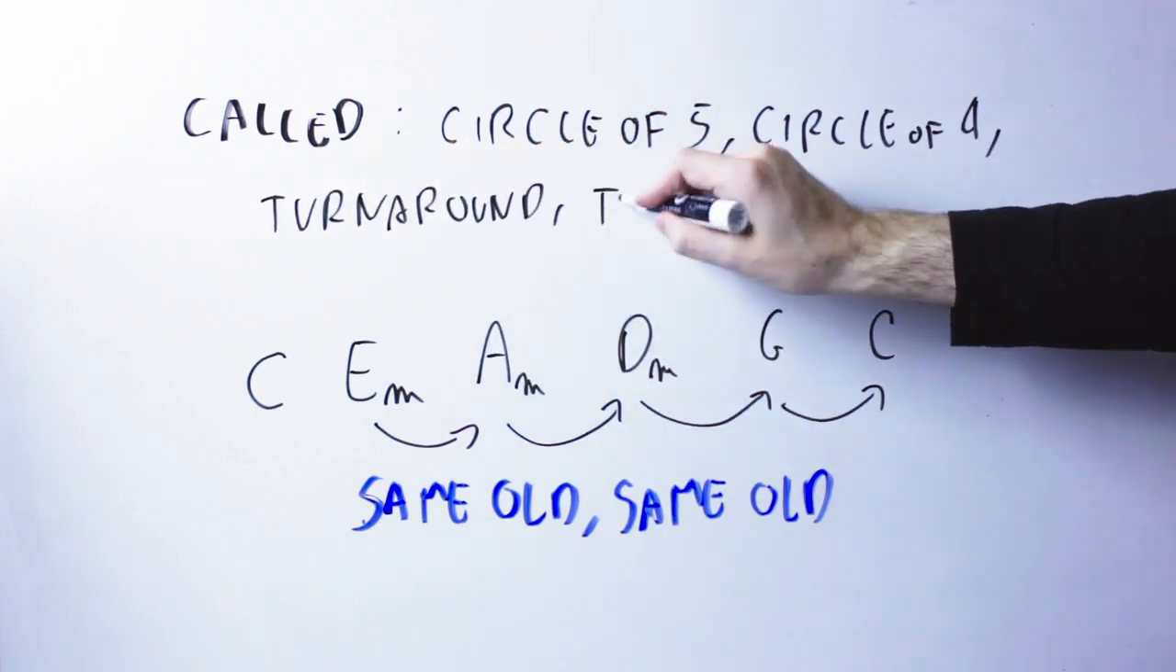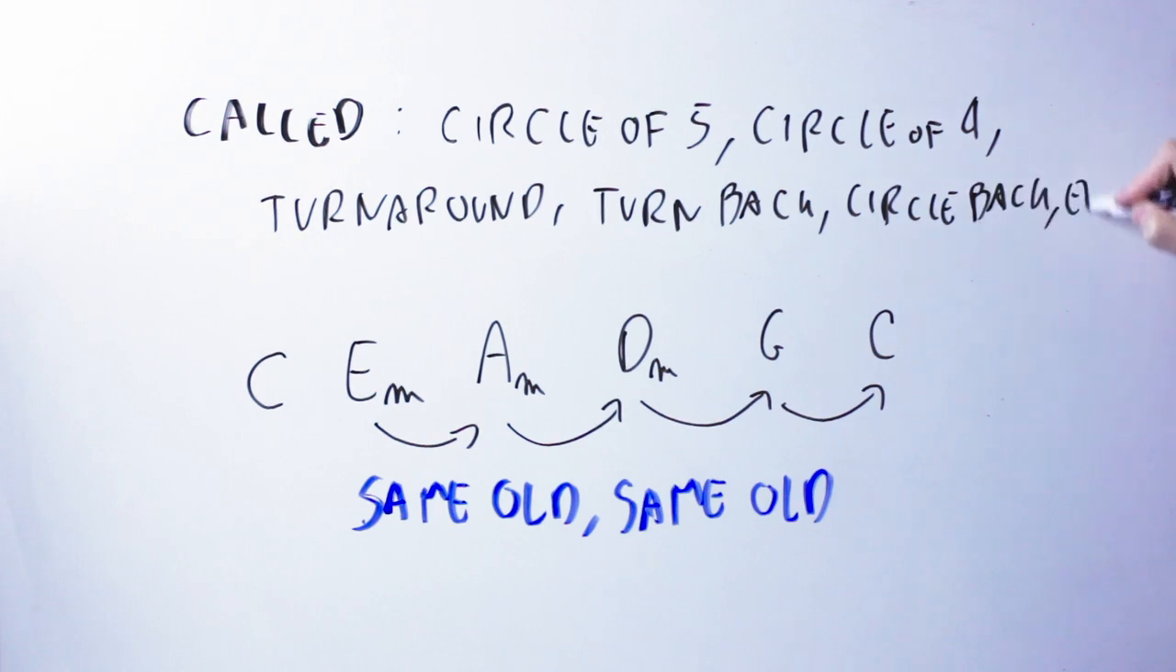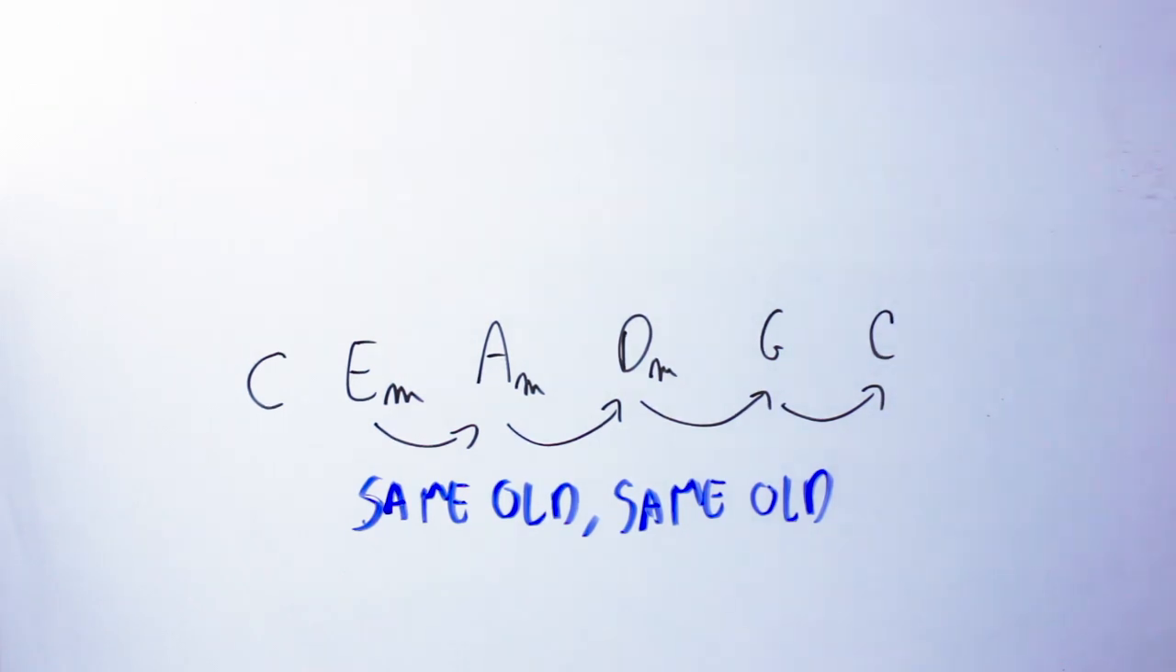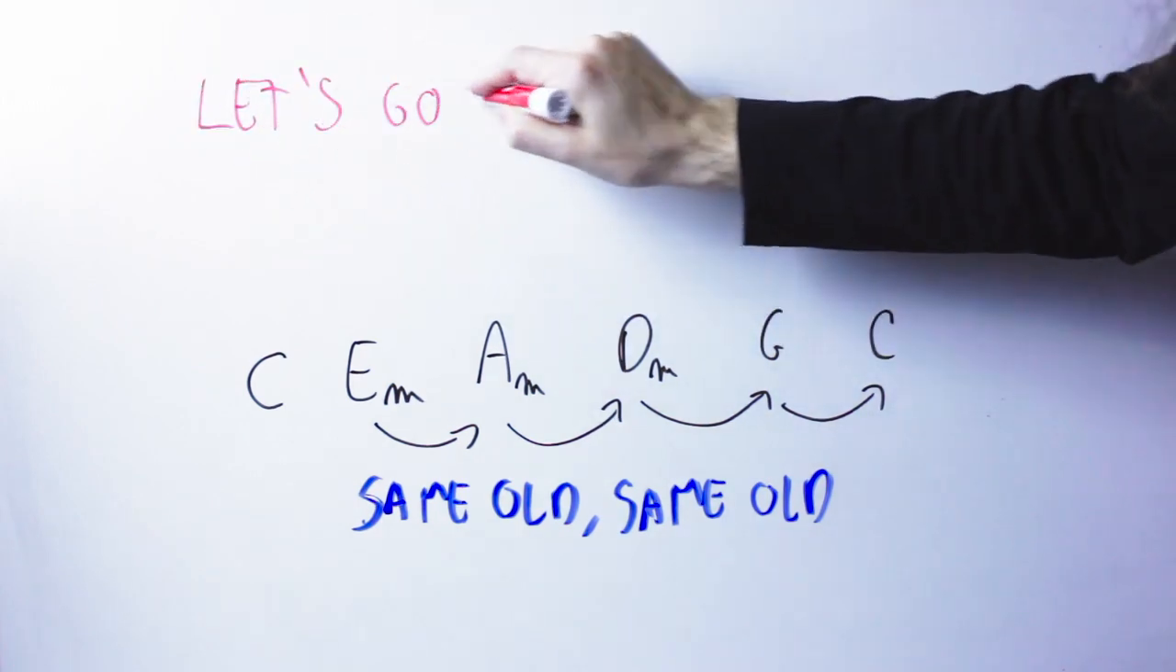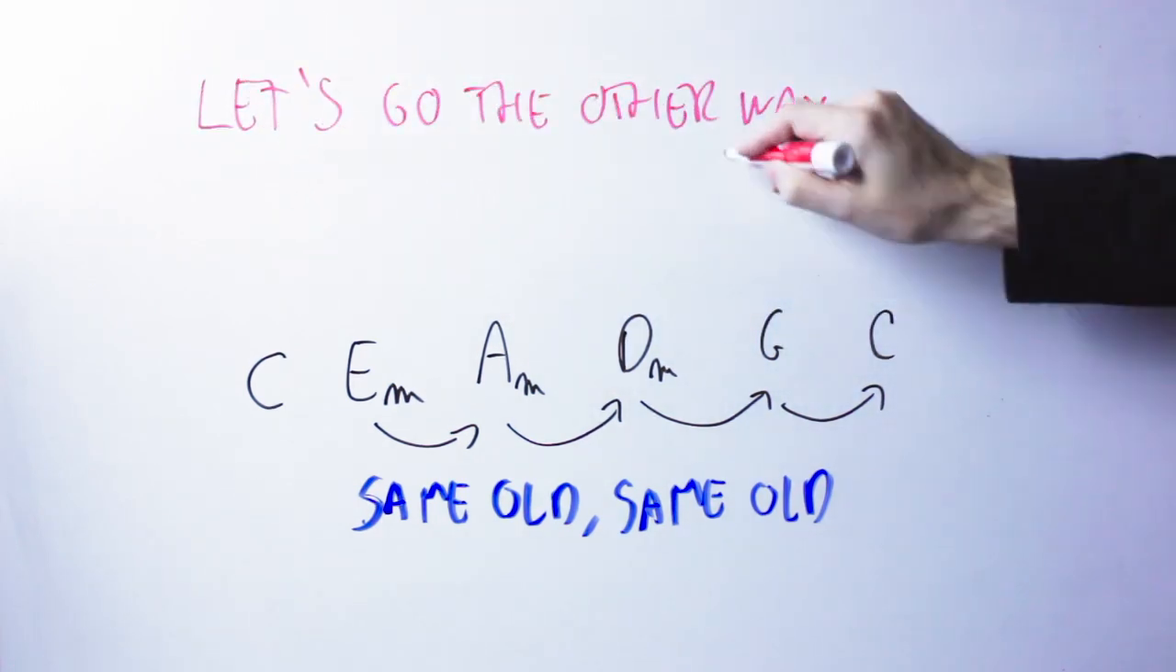Some people call this a turnaround progression or a circle back progression. There are several names. It's super common both in classical music and in jazz, and indeed practically in every style of music. I've heard a lot of metal with this chord progression, believe it or not. For me, though, it's more interesting if we go in the opposite direction.